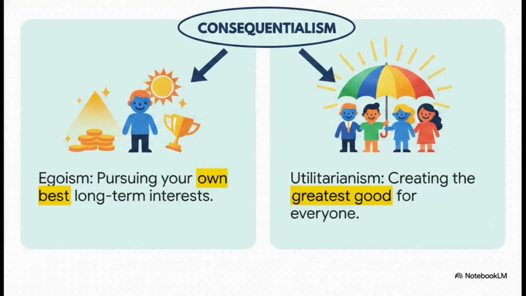Now, you might be wondering, who exactly are we evaluating these consequences for? Well, consequentialism splits into 2 main branches. On one side, we have egoism, which is about pursuing your own best long-term interests. And on the other, we have utilitarianism, which is all about creating the greatest good for the greatest number of people. Let's break both of these down.